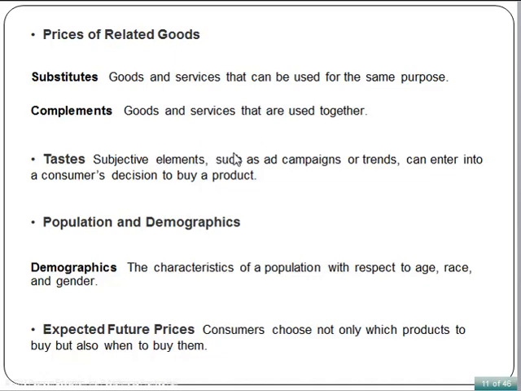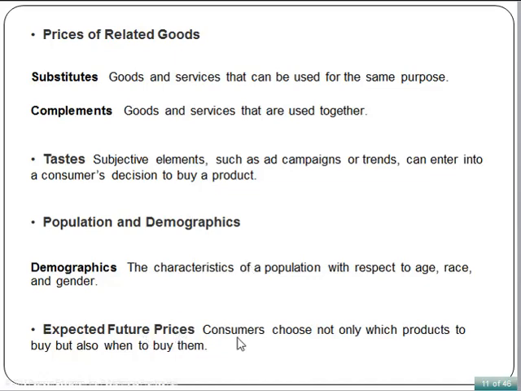Tastes are very subjective elements, such as ad campaigns or trends, which can enter into consumers' decision to buy a product. For example, the popularity of low carbohydrate diets caused a decline in the demand for some goods, such as bread and donuts. Population and demographics are factors that can affect the demand for a product. As the population of the United States increases, so will the number of consumers, and demand for most products will increase.